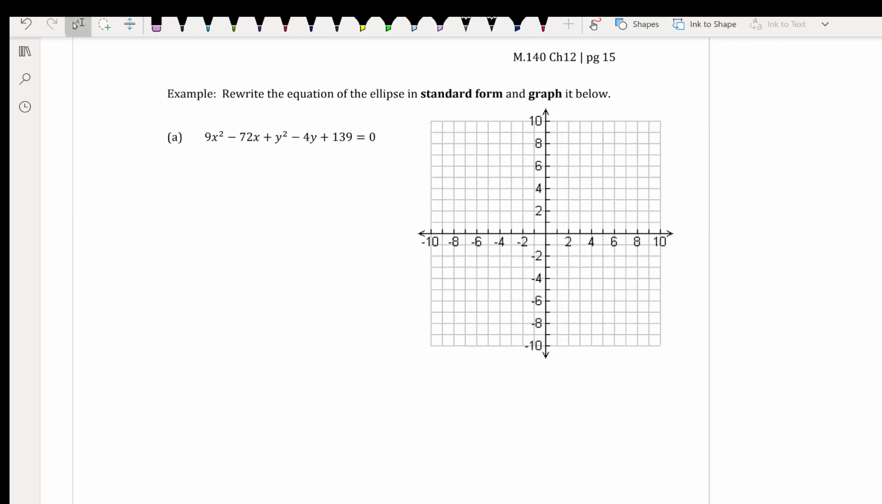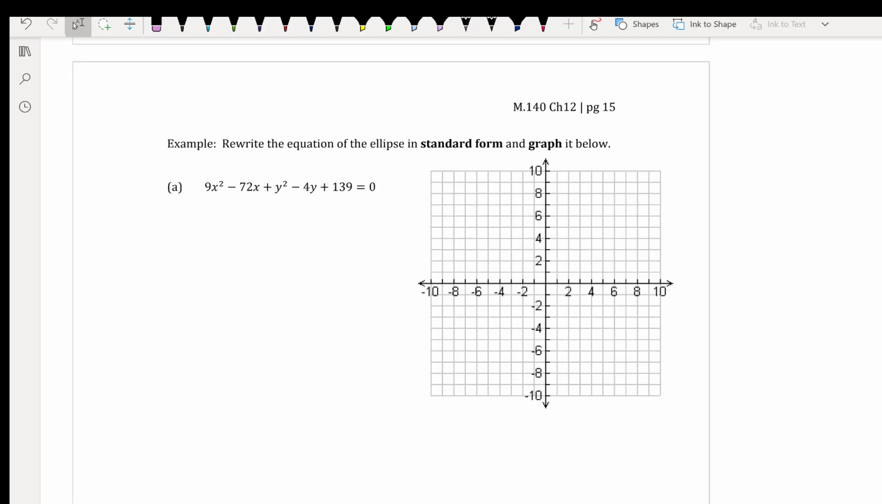Now, for the next example, it says rewrite the equation of the ellipse in standard form and graph it below. So I know that if I want it in standard form, then I would need to make sure that it's equal to 1. So remember that all the ellipses equal to 1. So the first thing I'm going to do is I'm going to subtract the 139 to both sides.